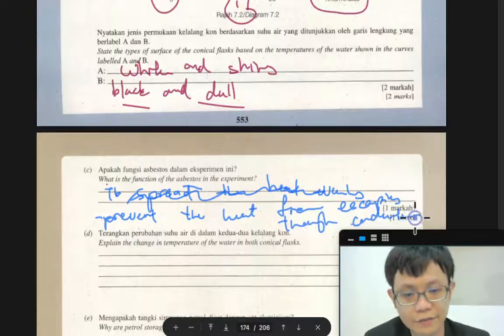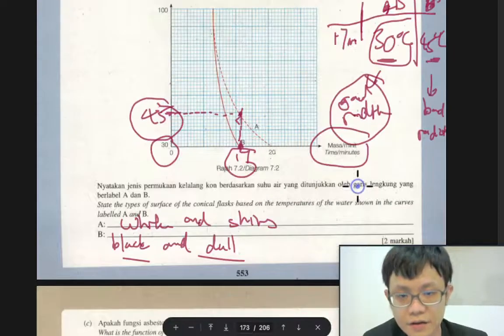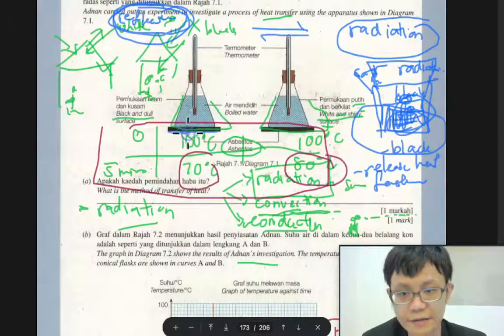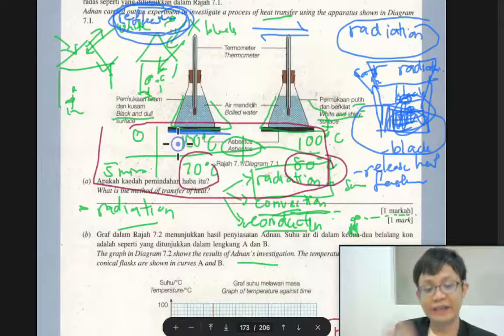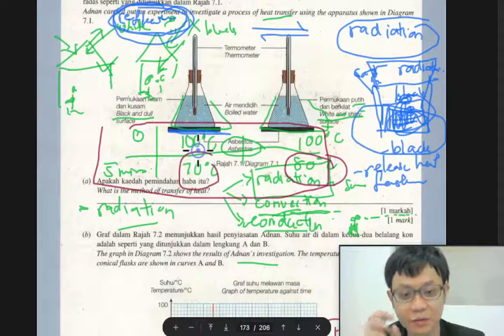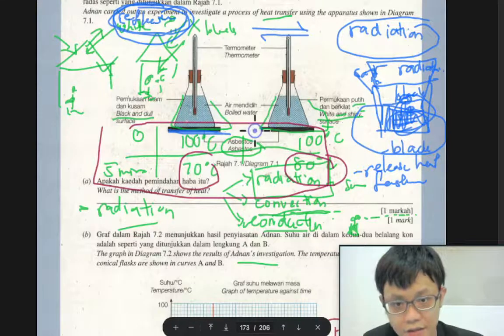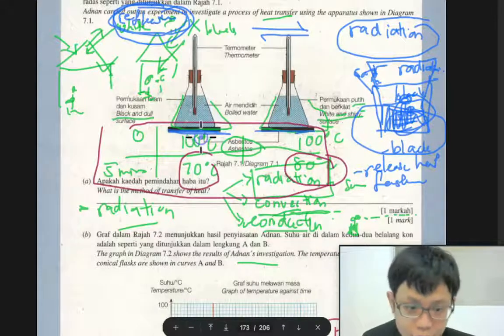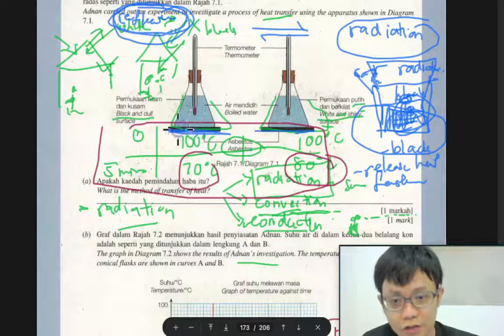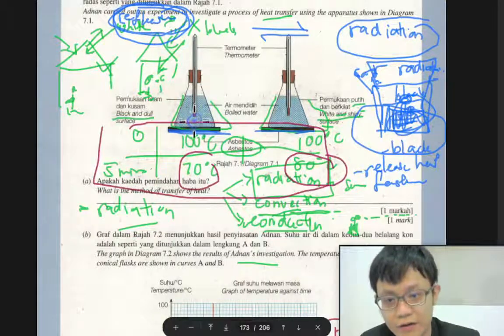Okay, prevent the heat from escaping through conduction, because we want to put this so that the experiment is more accurate. You don't have to put it, but if you don't put it, the heat will go out here. The heat will go out.